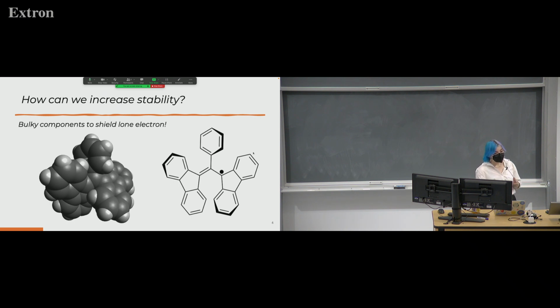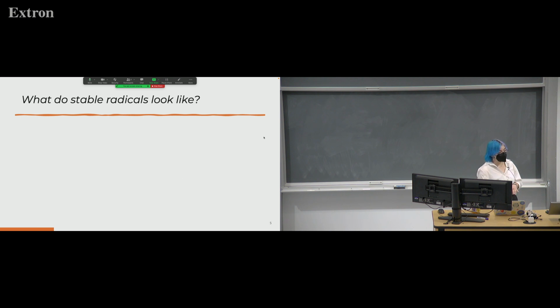And so now that we've established that we can stabilize radicals, I have a few examples to show you of what other radicals that are stable look like. So one example is TEMPO, which is a nitroxide-based radical. So we have our unpaired electron on the oxygen there, and that is stabilized by the nitrogen and our methyl groups that also bring a little bit of a barrier around that unpaired electron.